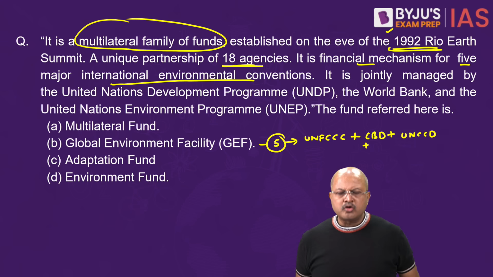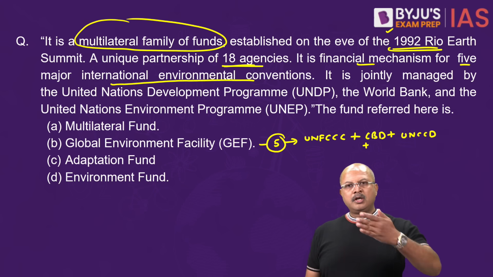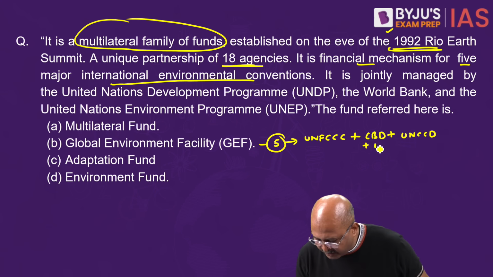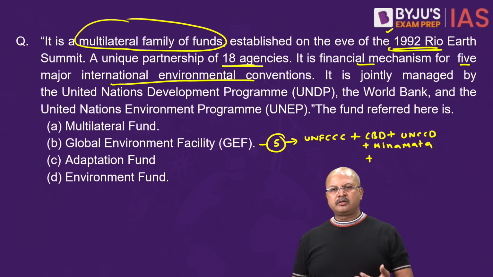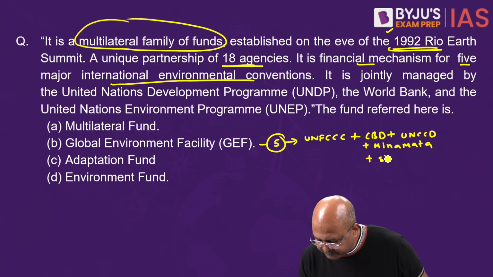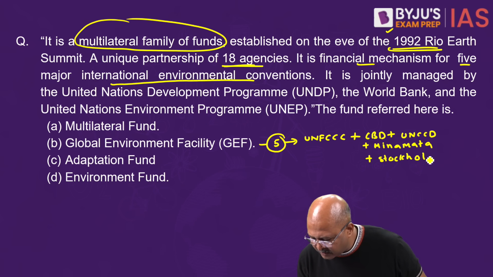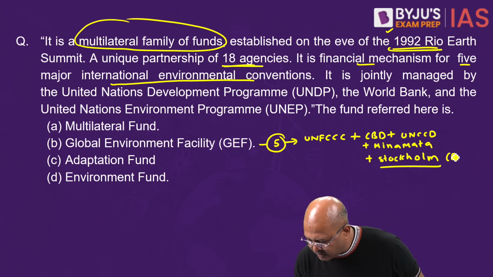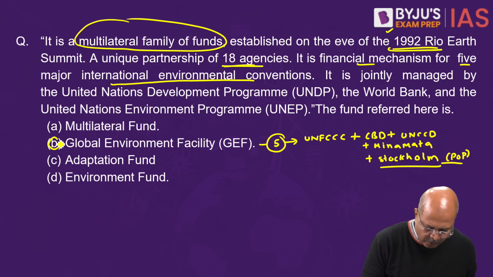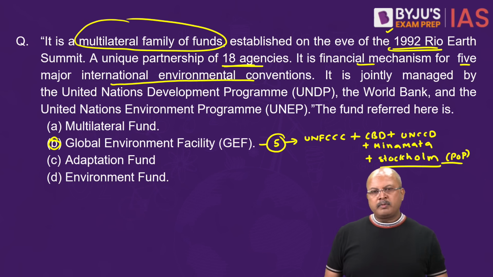Along with that, it also provides financial assistance to 2 pollutant conventions. One is the Minamata Convention regarding mercury pollution, and another one is the Stockholm Convention regarding persistent organic pollutants. Stockholm Convention, persistent organic pollutants, right? So this is about the Global Environment Facility.